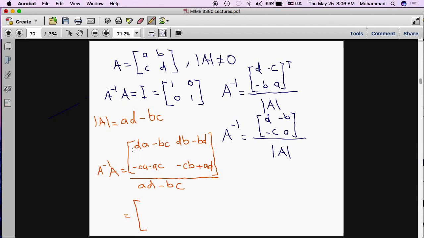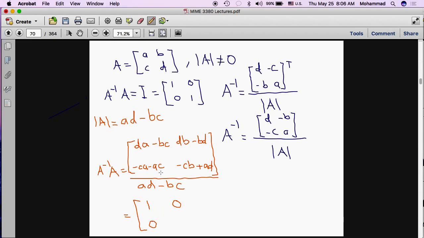So look at row 1, column 1. We have AD minus BC divided by AD minus BC. So this becomes equal to 1. DB minus BD is equal to 0. AC minus CA is equal to 0.